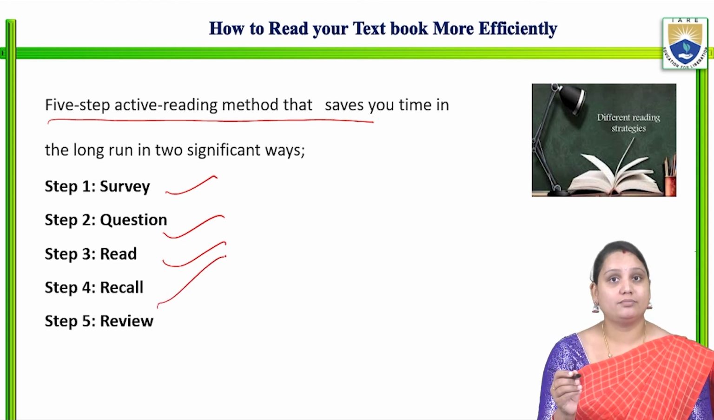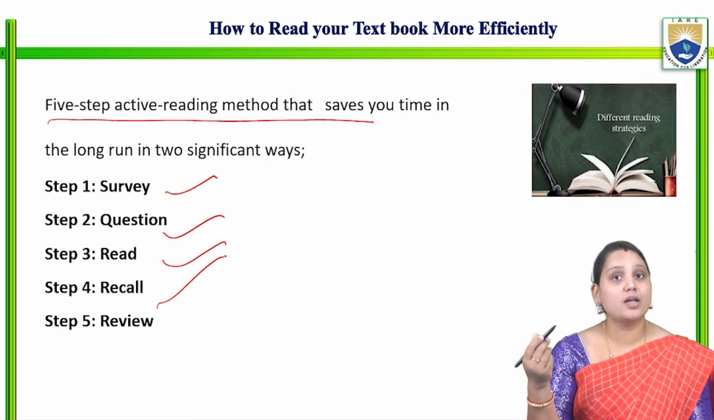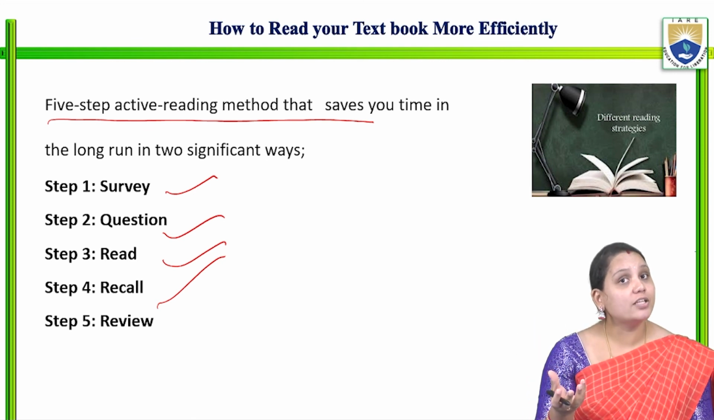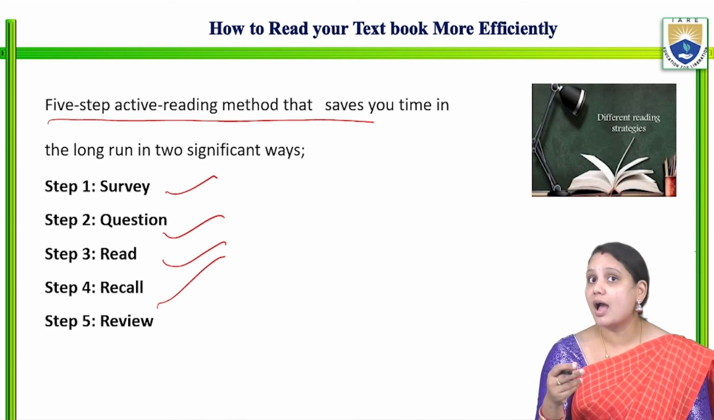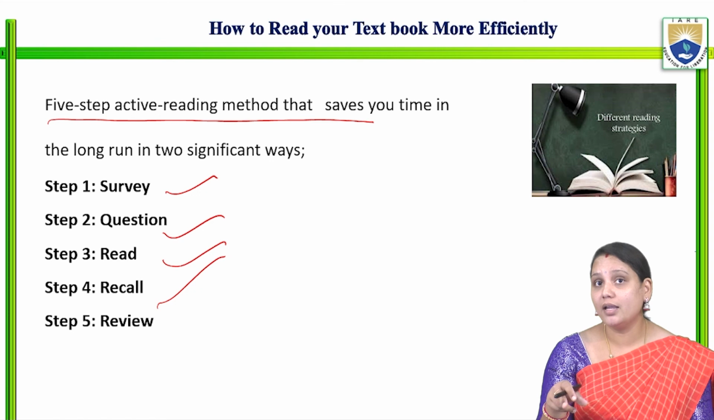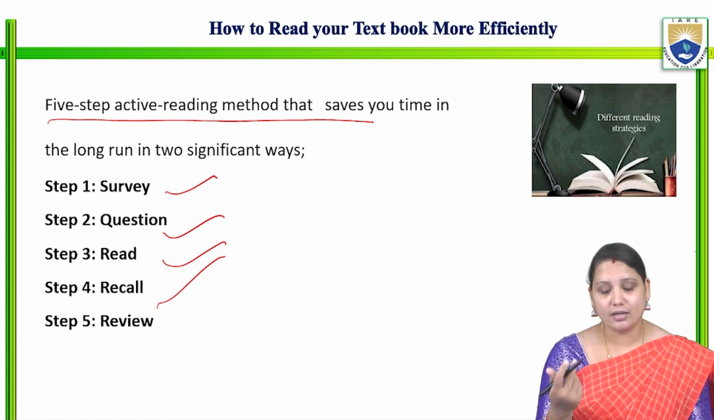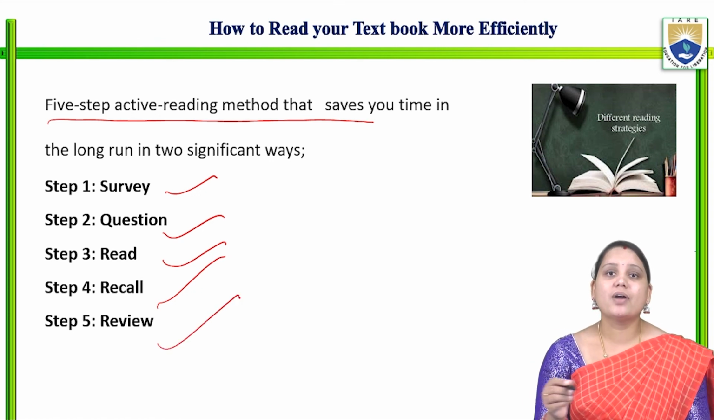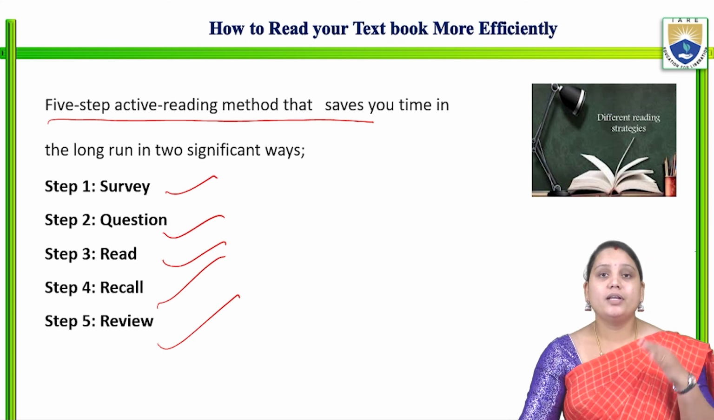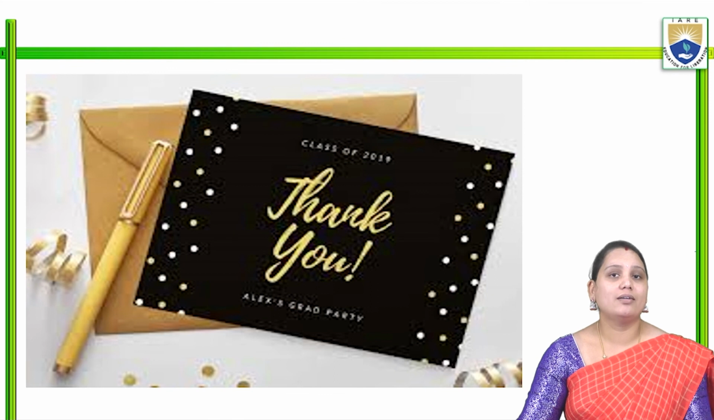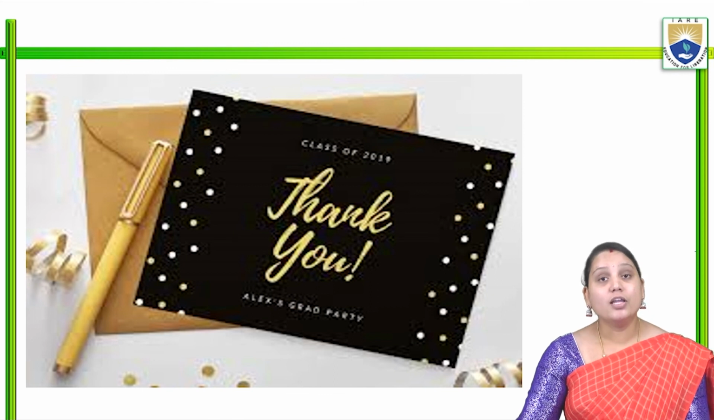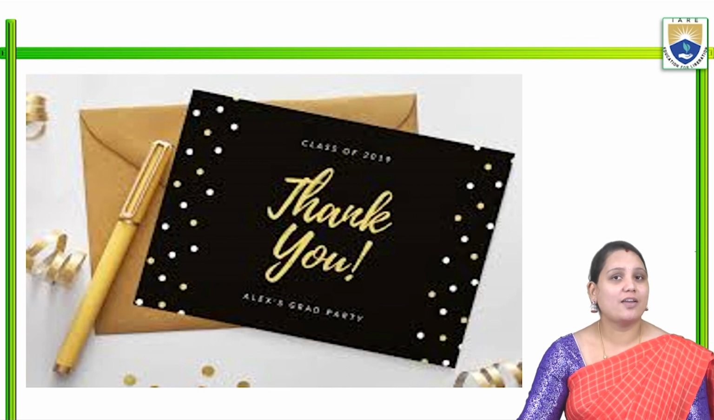Next, recall. Revise what all you have done. What does your survey show? What are the questions that arose? And what are the answers you have understood from the reading? All this revision can be done. Next, review. Finally, review again. Were all the needs of your information catered to or not? In this way, you can create interest in reading your textbooks efficiently.